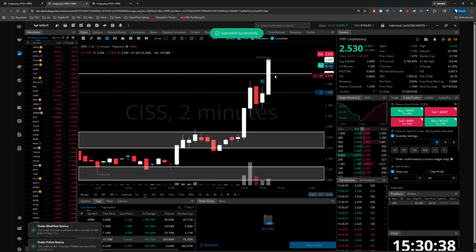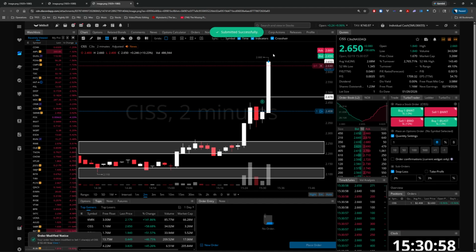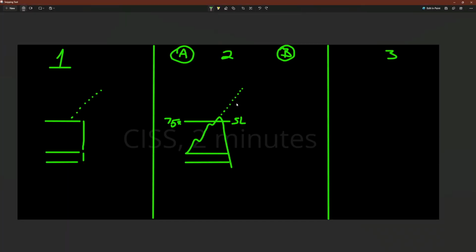I just put it below because that's where I dropped it. And then just follow that up if you want to, and if it keeps moving, then just kind of choke it out as it falls back. So that's what I call a phase 2B trader.